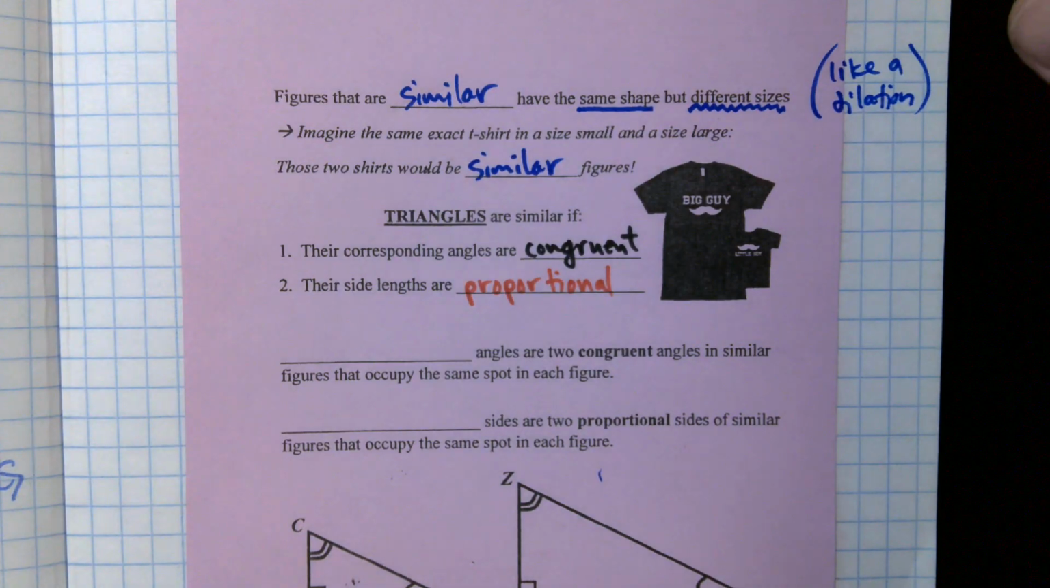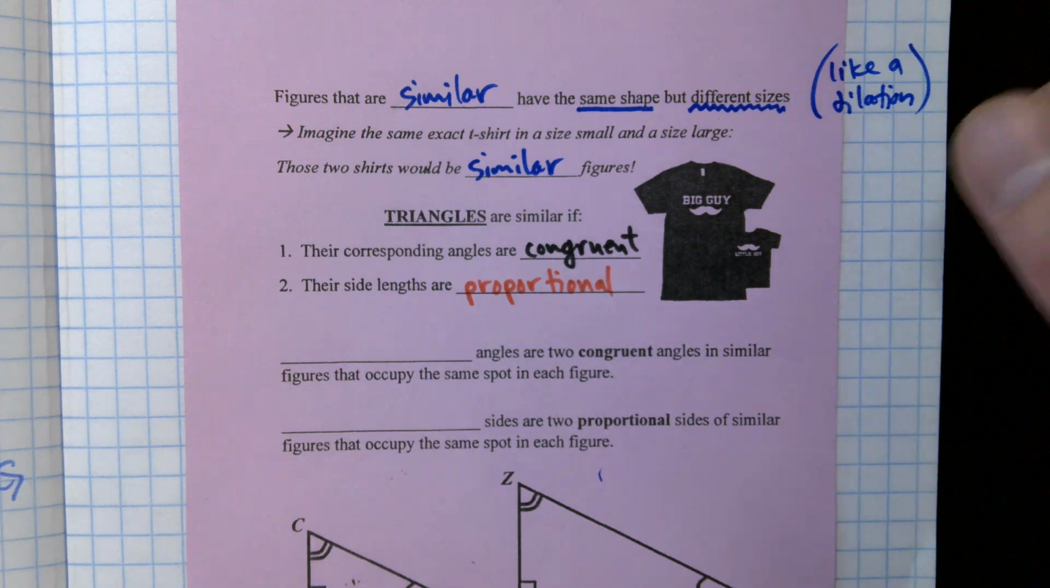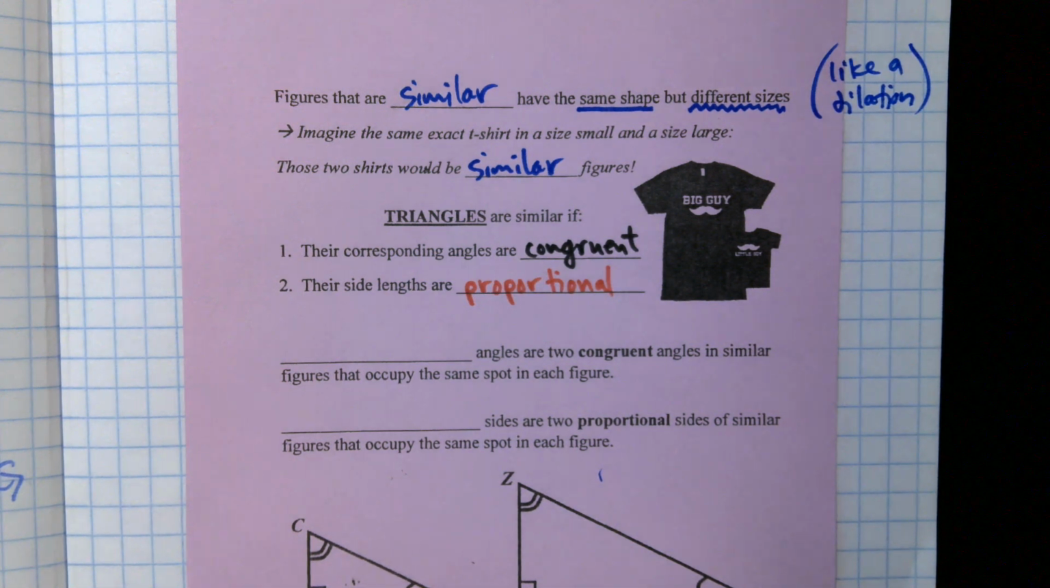And then what does congruent mean again? You guys remember what congruent means? No? The same. Same shape, same size. Okay?